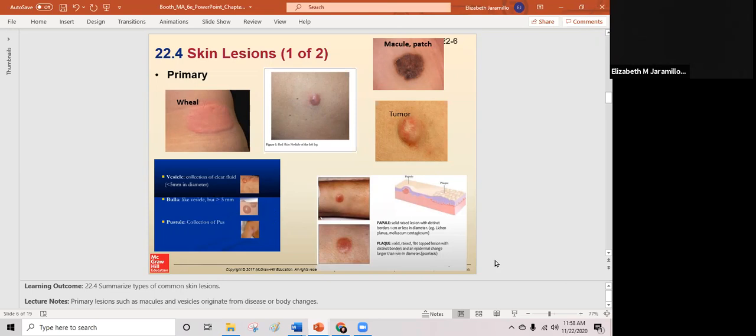And a papule is a solid raised lesion with distinct borders, okay, usually 1 centimeter or less in diameter. Plaque is a solid raised flat topped lesion with distinct borders and epidermal change larger than, I believe, 1 centimeter in diameter. So this is kind of like your psoriasis type lesions. Plaque.